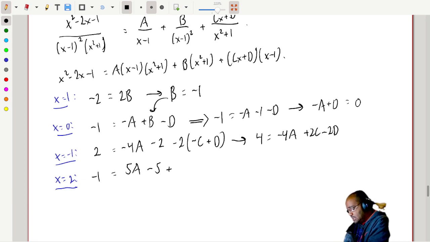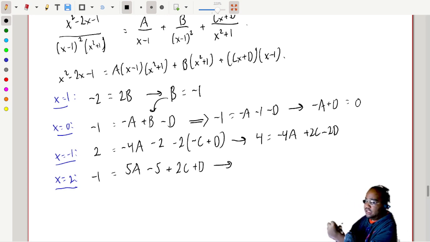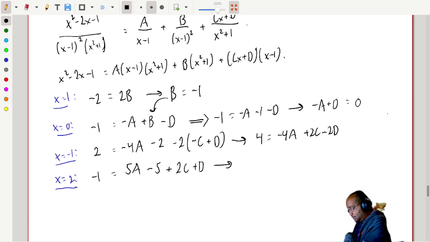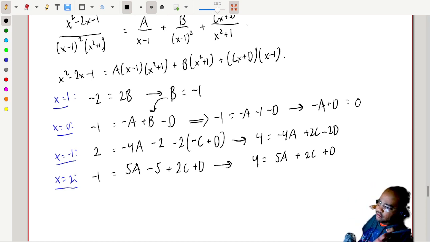Now we just got to deal with this. So 2 minus 1 is 1, and then plus 2c plus d. When we clean this up, what do we get here? So add 5 to both sides. We get 4 is equal to 5a plus 2c plus d. So we have 3 equations and 3 unknowns.